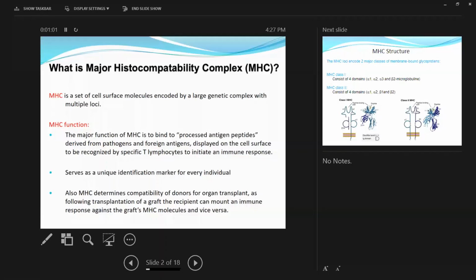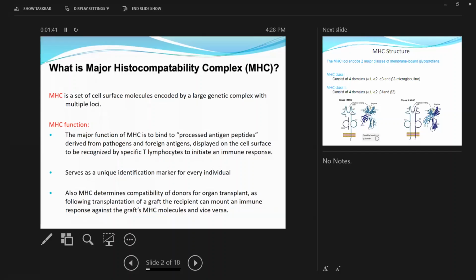I always look at the MHC as if it's like a bag or a pocket, and the peptide or the antigen is in the cleft, within this pocket. Also, MHC serves as a unique identification marker for every individual. It is not as broad as ABO blood grouping, and it's also not as specific as a fingerprint. It's kind of in between. So you will find individuals sharing your MHC, but the chances are not very high.